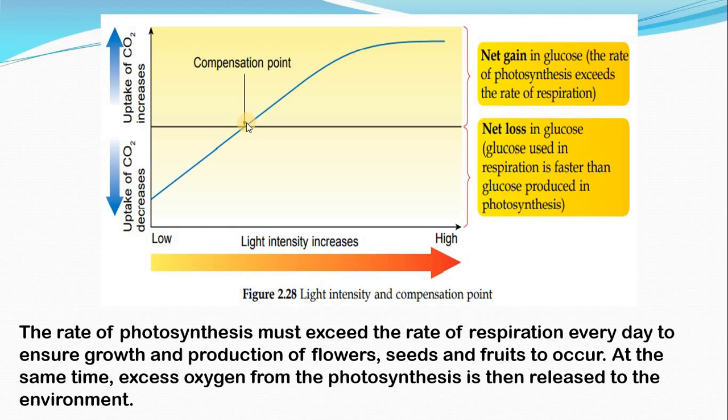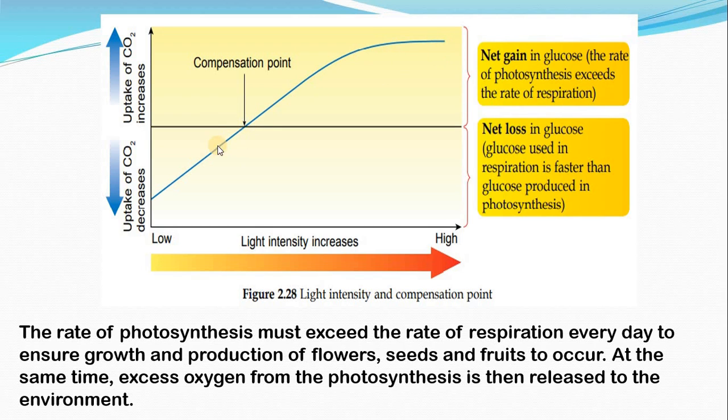If we look here, if the graph keeps increasing beyond the compensation point, that refers to the net gain in glucose. In other words, the rate of photosynthesis exceeds the rate of respiration. If the level of light intensity is more than the compensation point, it will cause a net gain in glucose, meaning that the rate of photosynthesis is more than the rate of respiration.